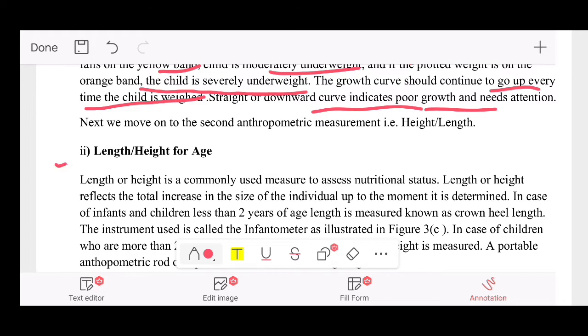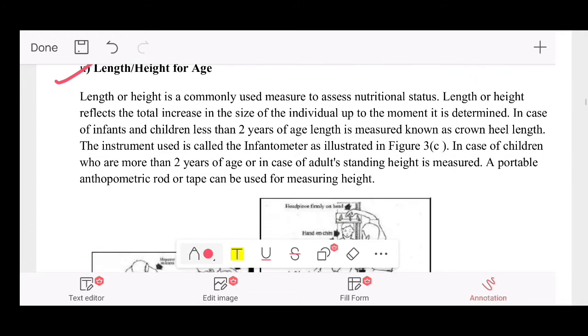Next is length or height for the age. So length or height is a commonly used measure to assess nutritional status. Length or height reflects the total increase in the size of the individual up to the moment it is determined. Means the length or height is a commonly measured thing to assess the nutritional growth or nutritional status. That means according to the age, whether the child is growing in their height or not, we can measure by this.